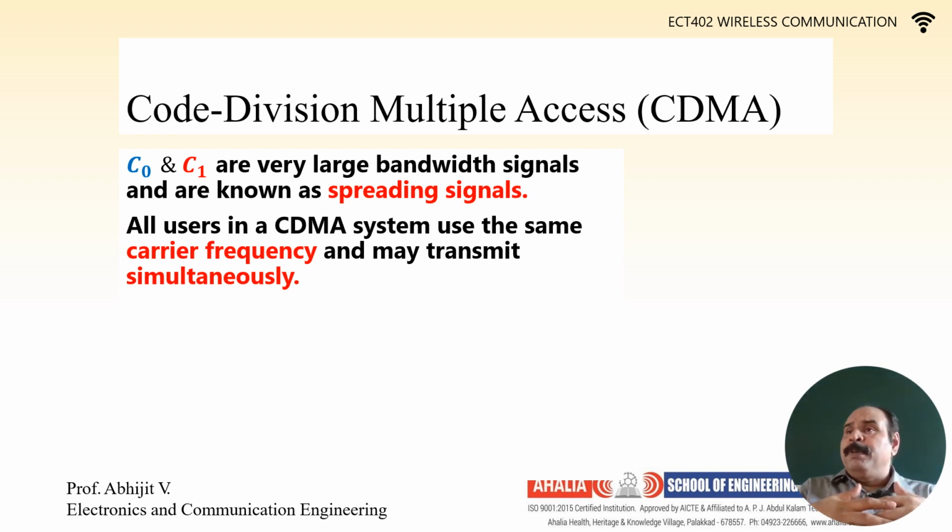In FDMA, you are assigning different frequency slots. Although every user can transmit simultaneously, they cannot use the same carrier frequency, and that was one of the reasons why frequency was a major resource. We were all restricted by the frequency. In time division multiple access, users were given different time slots, so they were not able to transmit simultaneously.